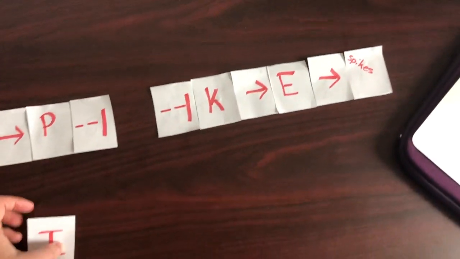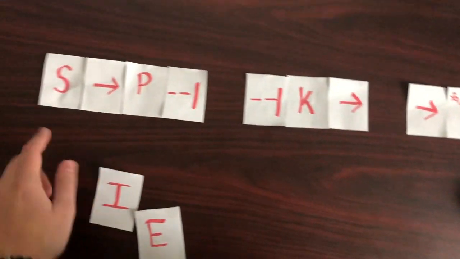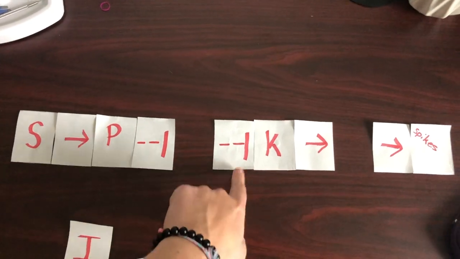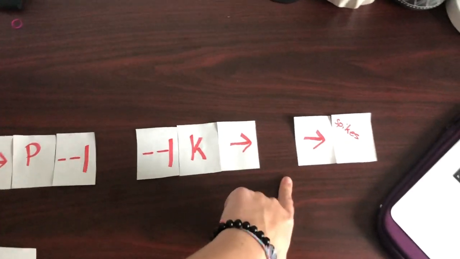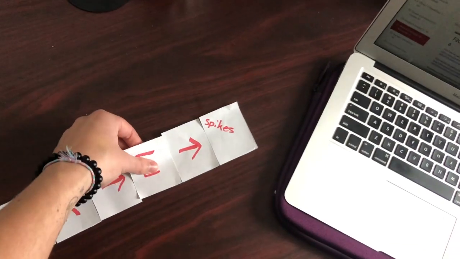And removing the I and the E, S would produce P, which would not be able to block anything, but that would not block K, and K would not be able to produce E, which means spikes would not be able to be produced.